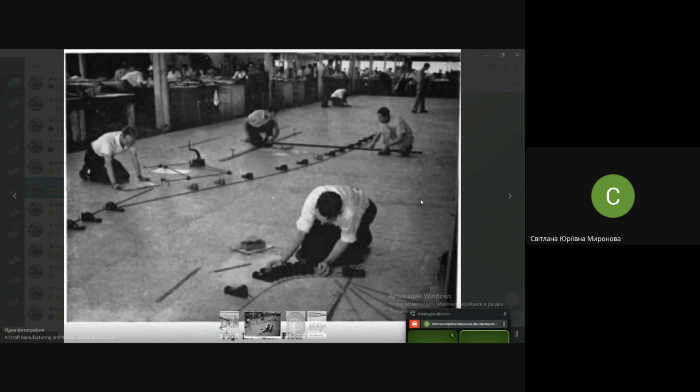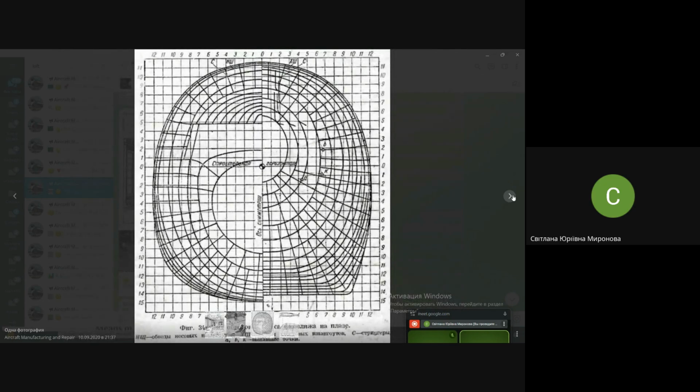Here is an illustration of work already in the 40s of the previous century, taken from an American book. Look, as soon as I touched something, the name disappeared. Loft floor. So we call it loft floor. How do people work on this loft floor? They created drawings of theoretical outlines of the airplane. Something like this. You have already seen these pictures.